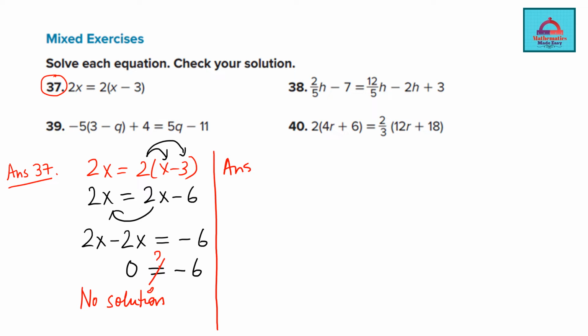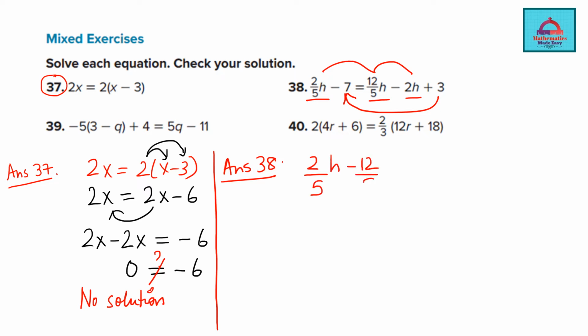Let's do question 38. Here the variable that you have is h and it is on both sides of the equation. So we can combine these together. Let's take the 3 on the other side and these two h terms on this side. So it becomes 2 by 5h minus 12 by 5h plus 2h is equal to 7 plus 3.